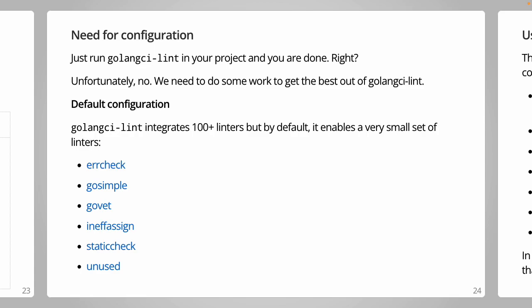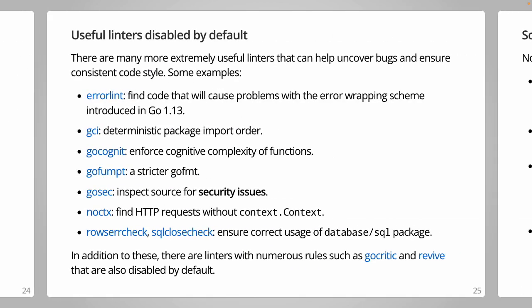So just run Golangci-lint in your project and just use whatever information it outputs, right? Unfortunately, again, no. By default, although Golangci-lint supports 100 plus linters, it enables just these 6 linters. These linters are definitely useful, but it leaves a lot of things on the table. So these are some examples of very useful linters which are not enabled by default. ErrorLint, for example, can help you transition from the old way of checking errors, which was to use equality and type assertions, to instead using errors.Is and errors.As correctly.